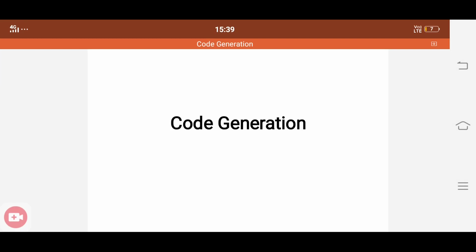Hi everyone. We can discuss code generation in this class. In the last class we discussed optimization techniques, optimization of basic blocks, etc. So what do I mean by code generation?